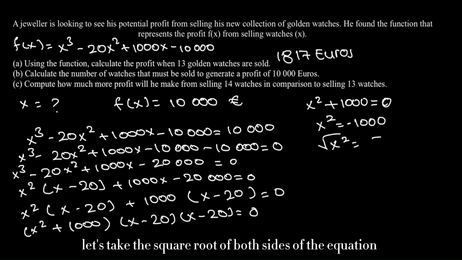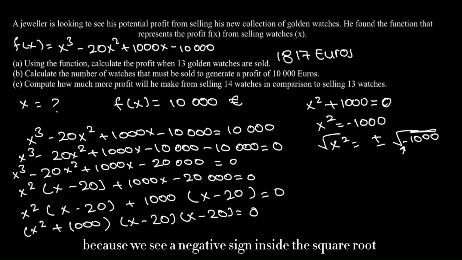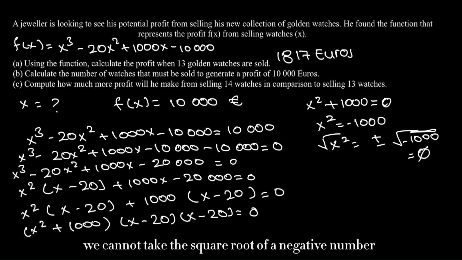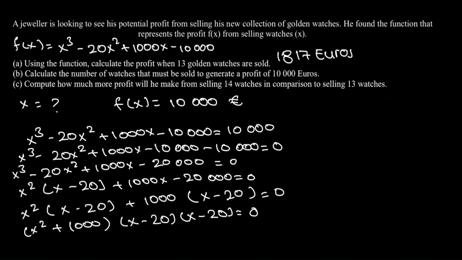Let's take the square root of both sides of the equation. But we stop right here because we see a negative sign inside the square root. And that is no solution. We cannot take the square root of a negative number. So we do not have a solution from this bracket.